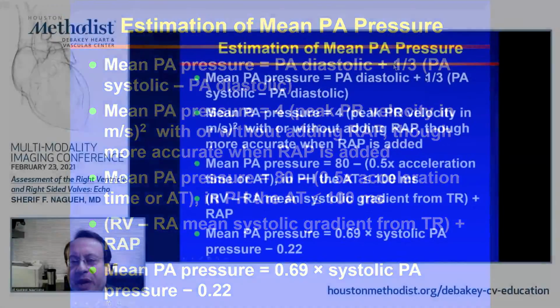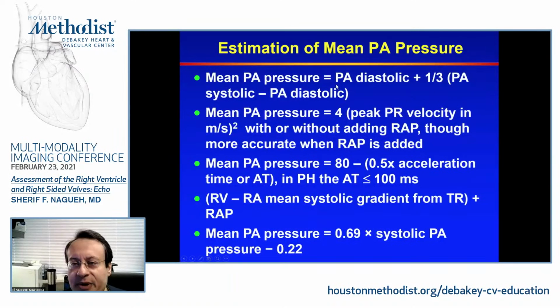How about mean PA pressure? So if I have an estimate of PA systolic and PA diastolic, then the mean pressure, similar to the mean systemic pressure, is the diastolic plus 1/3 pulse pressure. I would draw your attention that it has several measurements and so more potential for errors.